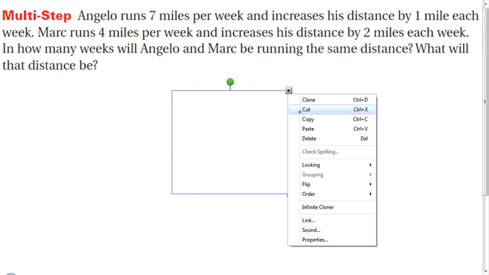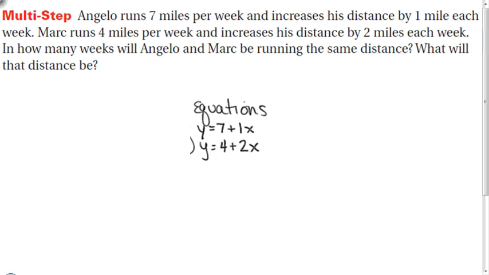So if we want to write this as a system of equations, we can start with one equation that represents Angelo's total distance. And so we can see here that Angelo's total distance starts out with 7 miles and then is going to increase by 1 mile every week. So after 3 weeks, he's going to be running 10 miles. And after 5 weeks, he's going to be running 12 miles. Then we've got Marco, or Mark here, who started with 4 miles each week, and then every week will increase by 2 miles. So after 1 week, he's going to be up to 6 miles, and after 2 weeks, he's going to be up to 8 miles.